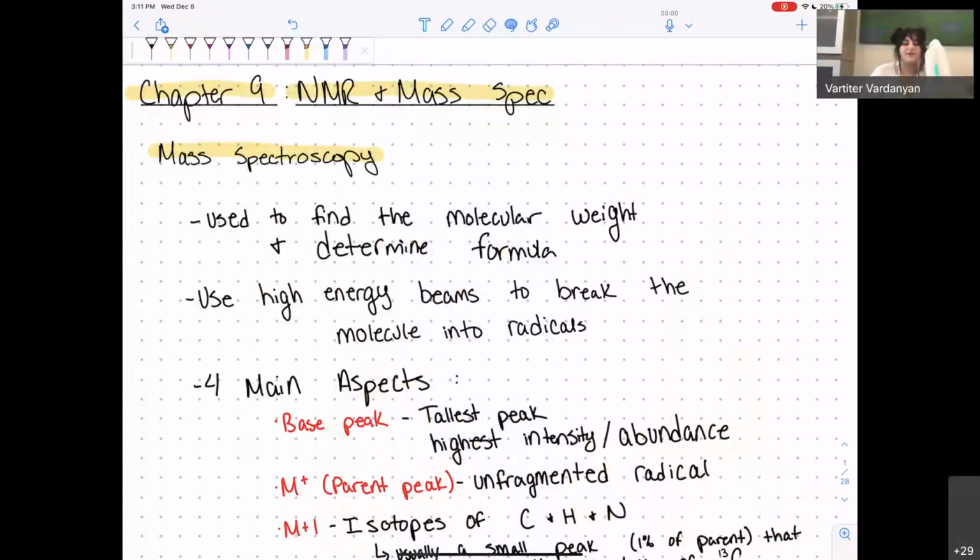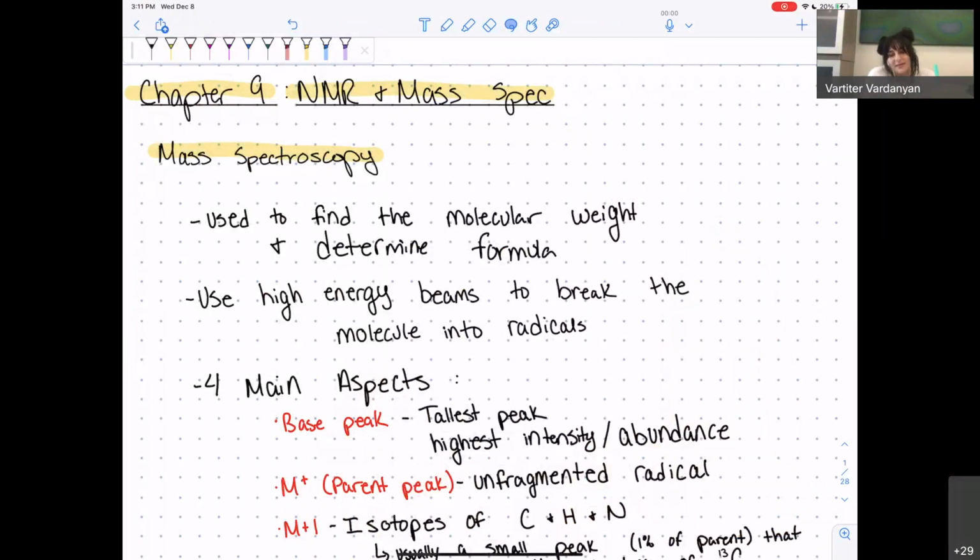So first thing is first, we're flashing back to chapter 9, which felt like a decade ago. And we are going to talk about mass spec and NMR. I actually don't know why I put mass spec first. That might have just been a mistake, but since we have it here, let's go over it.